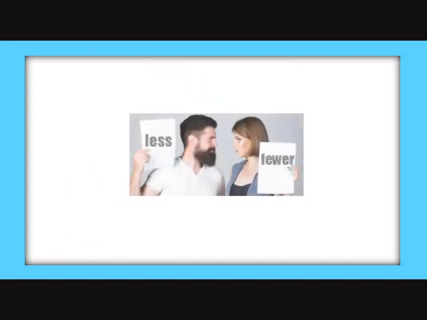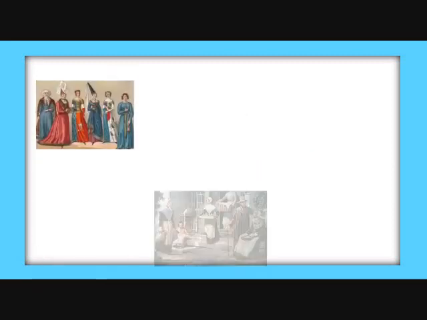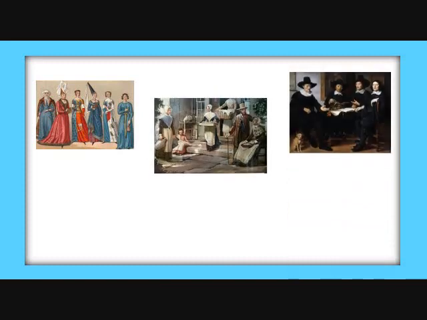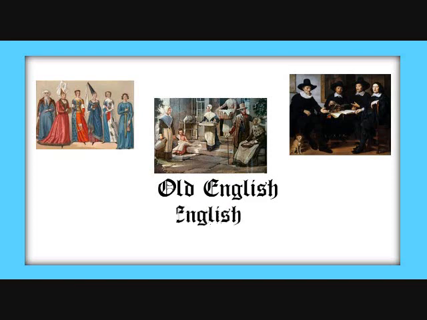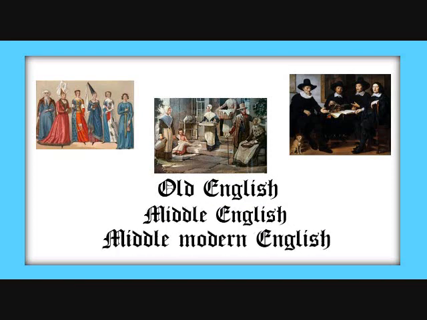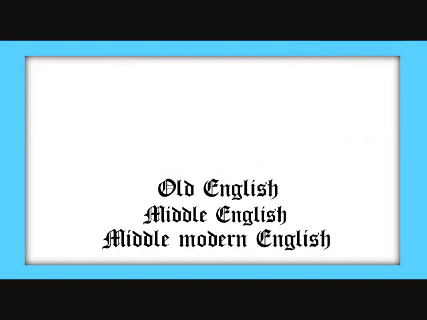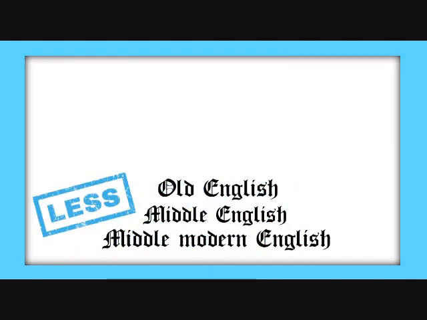Why do people get confused with these words? Once upon a time, hundreds of years ago, people didn't used to speak the English that we know now. As all languages, English has been evolving through time. And in the past, people used to speak different types of English, now called Old English, Middle English, and Middle Modern English. In the past, the word used to express not as many, either with countable or uncountable nouns, was less. It was used for both cases.